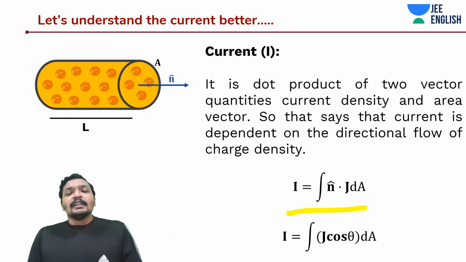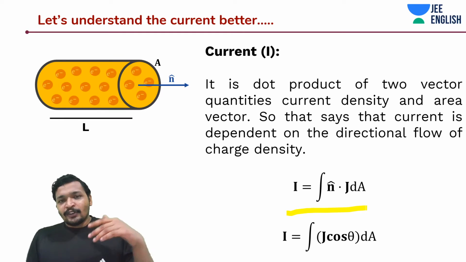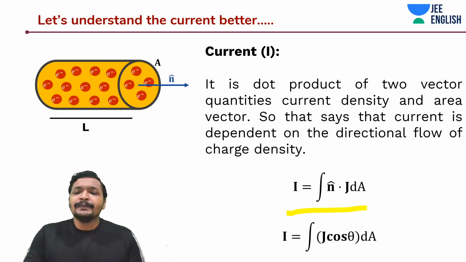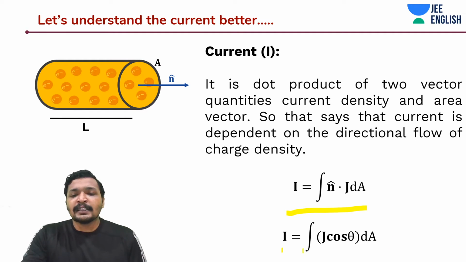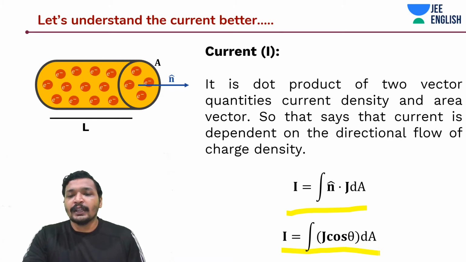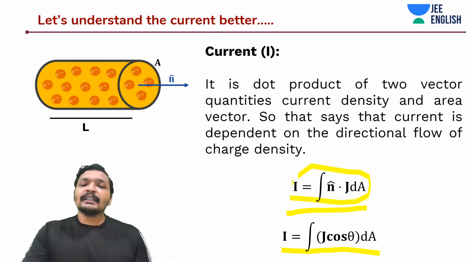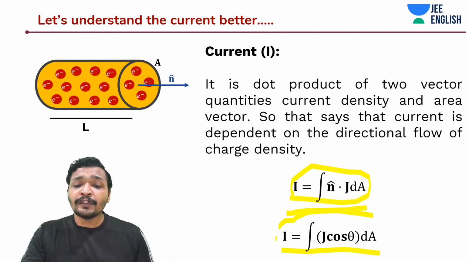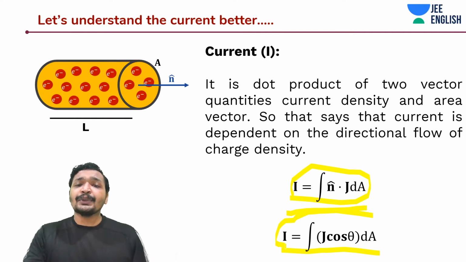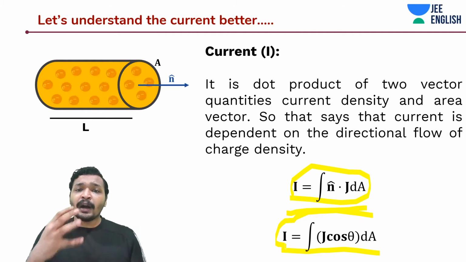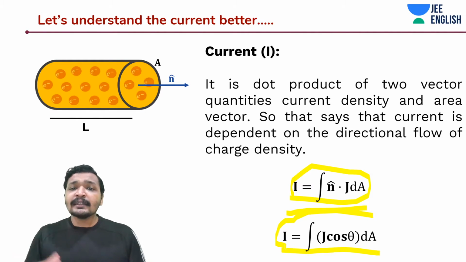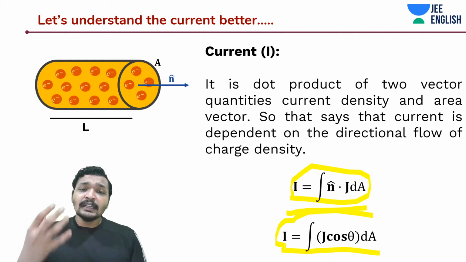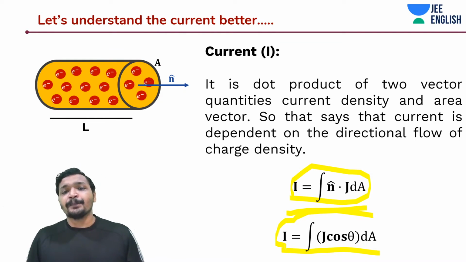All right, guys. So now if I take this dot product, it's going to be cos theta. If cos theta is 0, it's basically going to be J dA. Okay, it's a dot product, isn't it? I is equal to J dot dA. In that case, it is going to be J cos theta dA, integral of J cos theta dA. So what you are doing for current? You are summing up, calculating the current density into area.